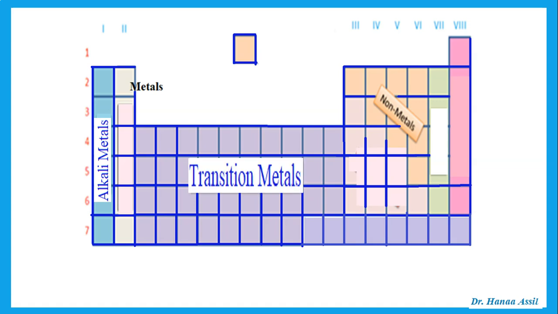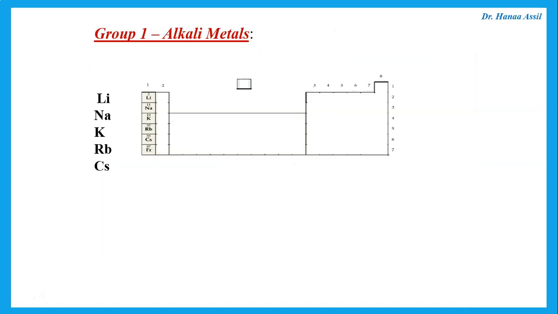The ones in the middle there are called transition metals. The ones in group 7 are called halogens, and the ones in group 8, or we sometimes refer to it as group 0, these are noble gases. So group 1, what do we know about group 1?